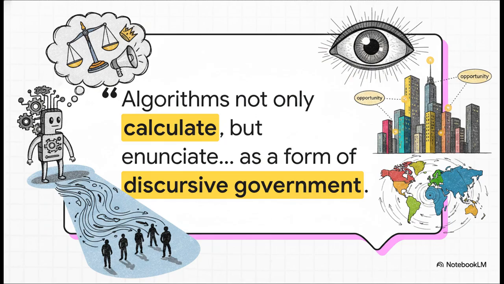I'm going to leave you with this incredibly powerful and provocative thought from the paper's author, Julio Araujo. He writes, "Algorithms not only calculate, but enunciate, and their enunciation, naturalized under the guise of neutrality, becomes a form of discursive government that organizes the world and distributes the value of lives." It really makes you question the authority of the very algorithms governing our digital lives, doesn't it?